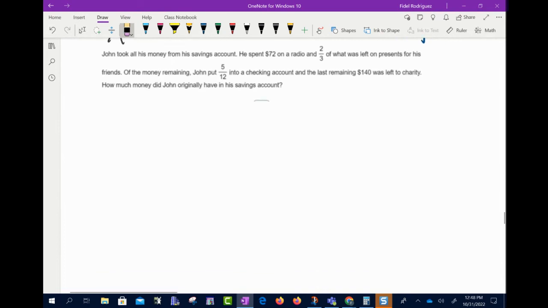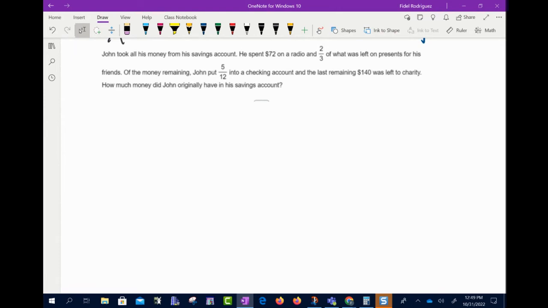Okay, so let's take a look at this problem here. It says John took all of his money from his savings account. He spent $72 on a radio and 2/3 of what was left on presents for his friends. Of the money remaining, John put 5/12 into a checking account, and the last remaining $140 was left to charity. How much money did John originally have in his savings account?